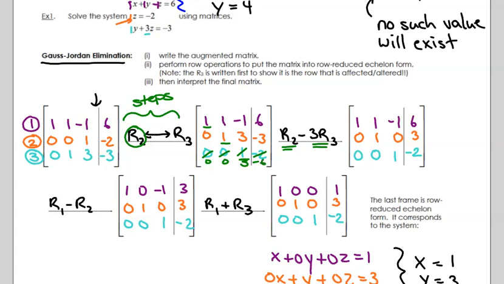Then what I'm going to do is take the second row and subtract them. So 0 minus 0 is going to be 0. 1 minus 0 is going to be 1. 3 minus 3 gives me a 0. Negative 3 minus 6 is going to be a positive 3. Notice that I have not changed the other two rows. And again, whatever I mention first in my step is the row that's actually changing.